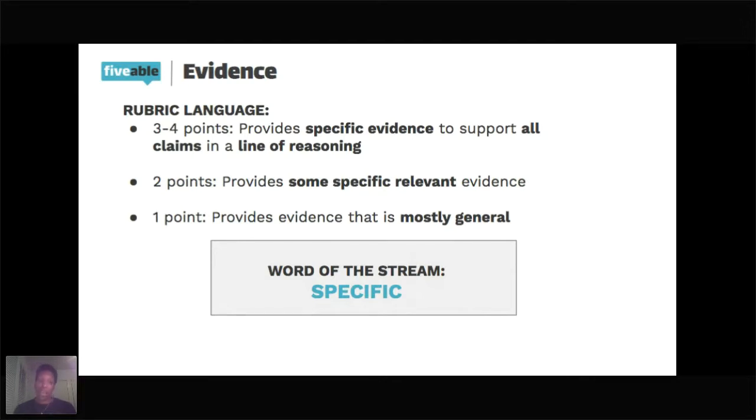And sometimes you write yourself into a line of reasoning, which is fine. I definitely suggest that if you find that you have written yourself into ideas that you did not establish in your thesis, that you just go back and adjust that thesis. They're looking for a thesis somewhere.